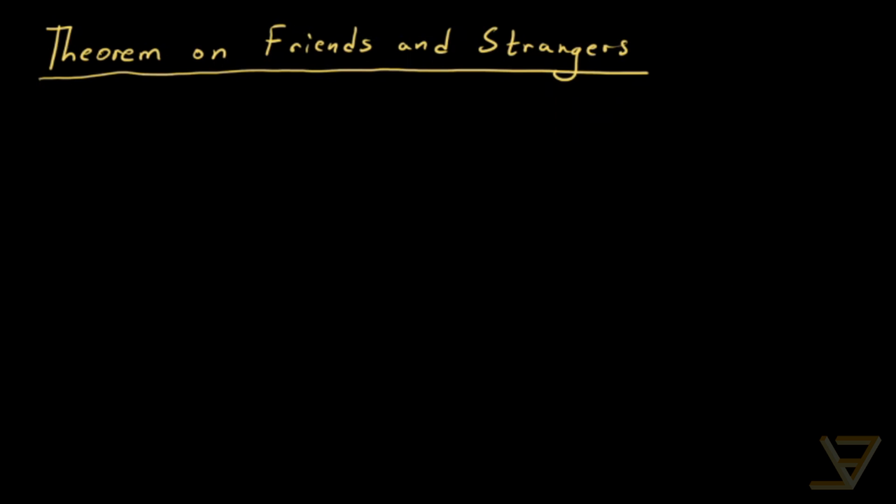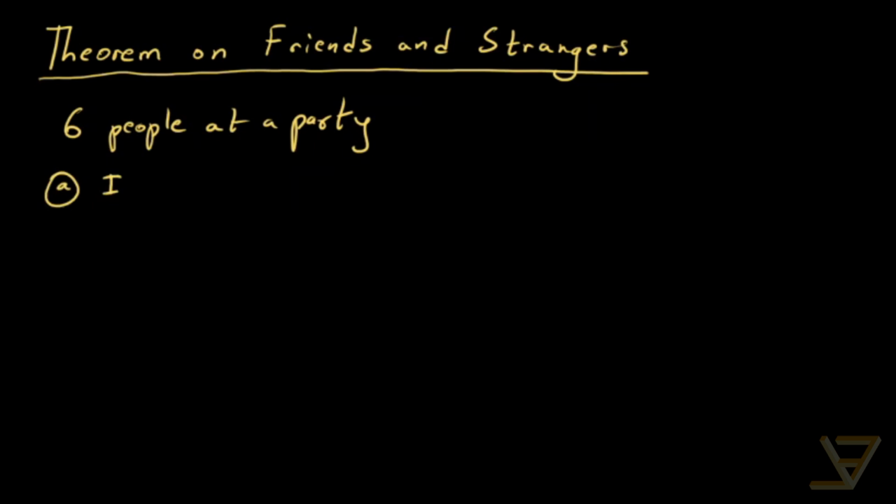Hi everyone, let's talk about the theorem on friends and strangers in graph theory. Let's suppose we have at least 6 people at a party. So assume that there are at least 6 people and pick any 6 of them. And then we're going to classify relationships between pairs of them.